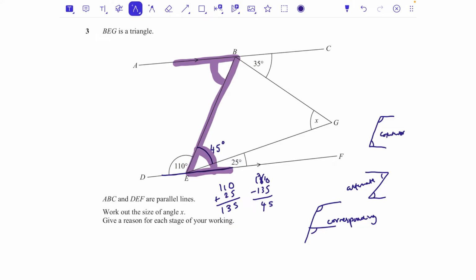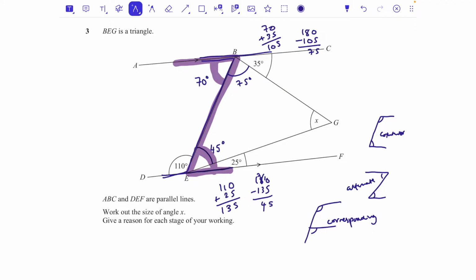Now you can also see that we would have got that if we'd looked at co-interior angles here. So there's lots of different ways you could have done it. Now this angle here, again, angles on a straight line add up to 180. 70 add 35 is 105. So 180 take away 105 is 75 degrees here.